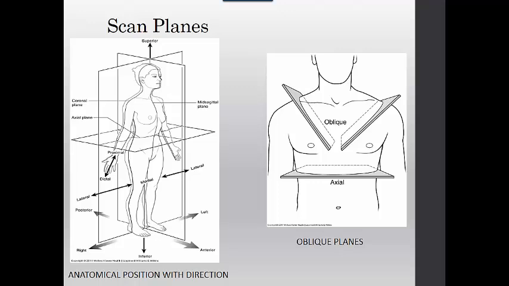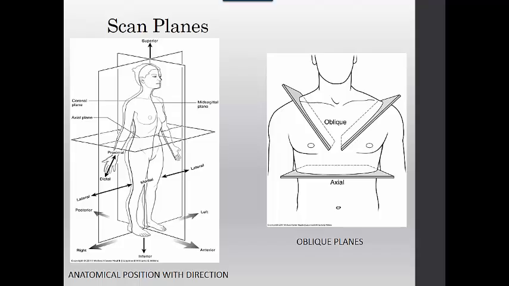mid-sagittal plane cuts through the middle of the body, dividing it into right and left halves. The coronal plane cuts through the body from the side, dividing it into anterior and posterior halves. And the axial or transverse plane cuts through the body, dividing it into inferior and superior halves.